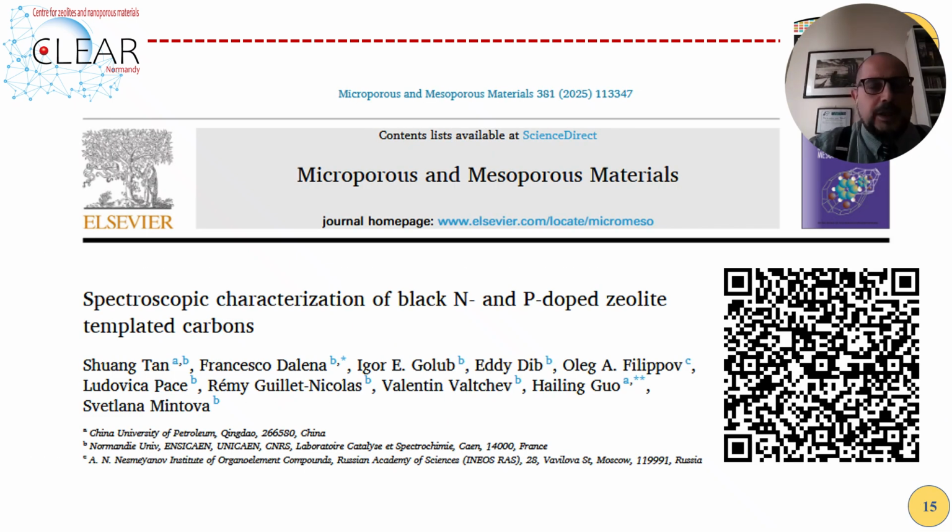If you are interested in a deeper look at the spectral interpretation and theoretical validation, I invite you to take a look at our recent paper published in Microporous and Mesoporous Materials, by scanning the QR code present in this slide.